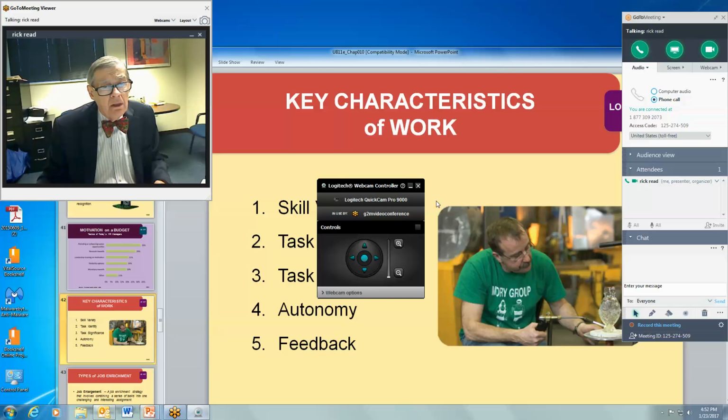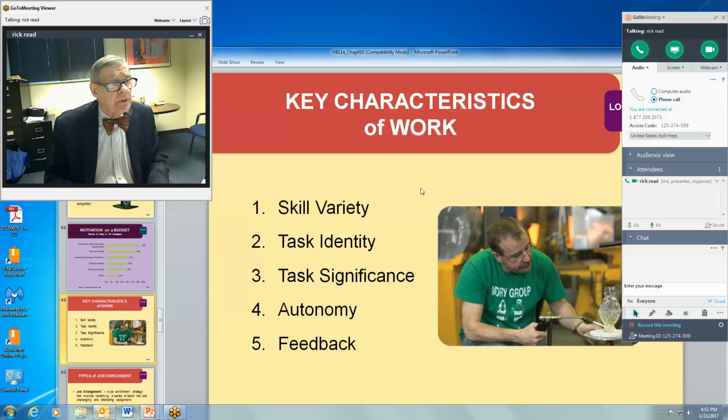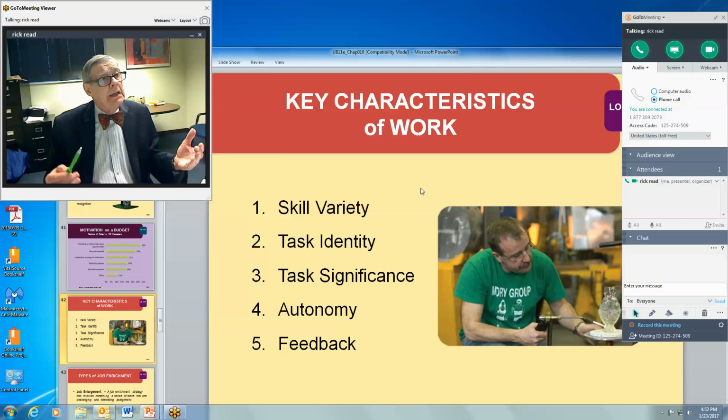And there are 5 factors here. You can see these displayed in your text on page 283. Skill variety, task identity, significance of the task, autonomy, being left alone to do the job, and then receiving feedback from your supervisor or manager on how well you're performing.